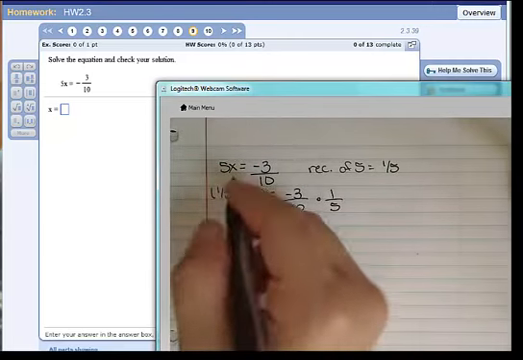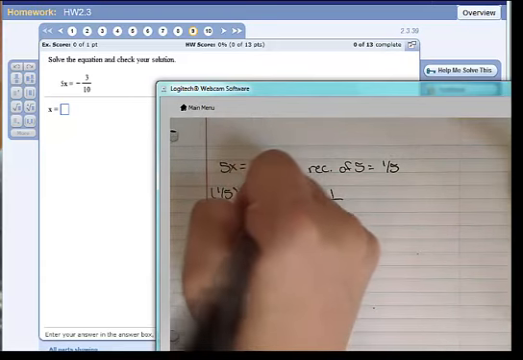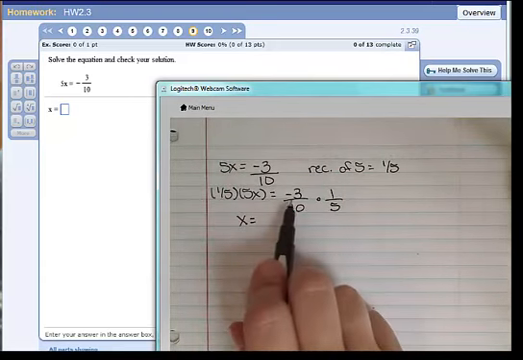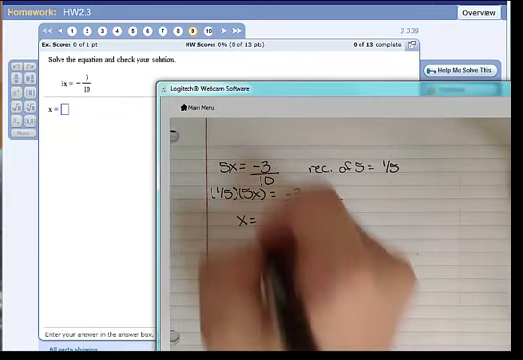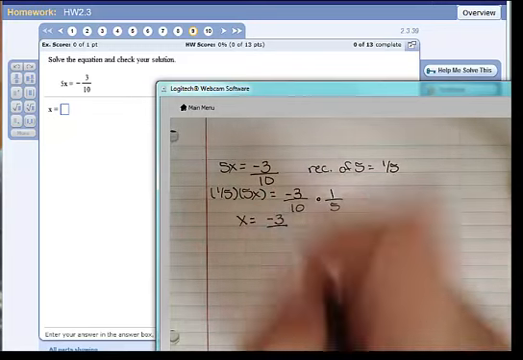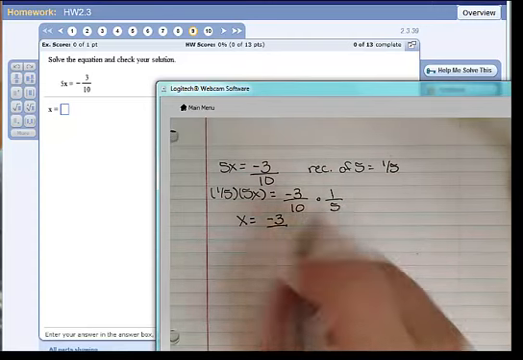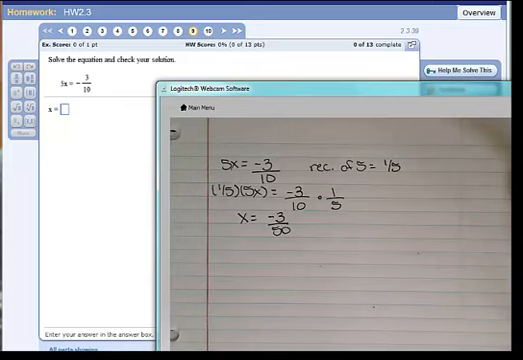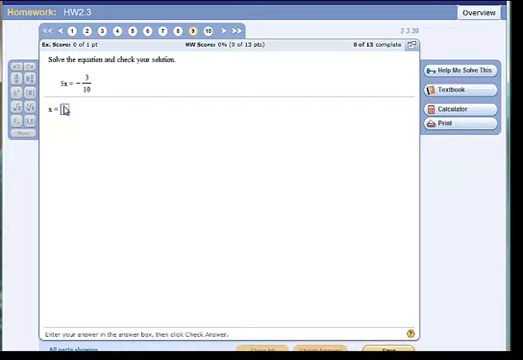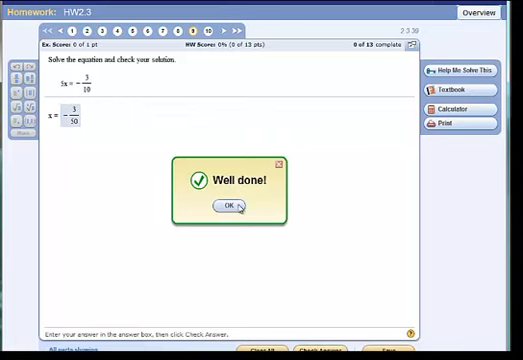The 1/5 times the 5 will go away to 1, so we're left with x equals, and remember, when you're multiplying fractions, you just multiply straight across. So we have negative 3 times 1, negative 3, over 10 times 5, 50. So negative 3 over 50 should be our answer. Let's see if that's true. Go over here and type negative 3, 50. Check the answer. Well done. So we got that one right.